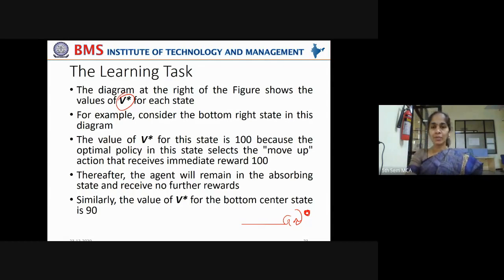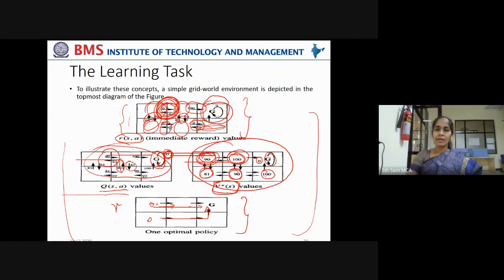Thereafter, the agent will remain in the absorbing state and receives no further rewards. Now similarly, the value of V star for the bottom center state is 90. We have seen that already, right? See, for this bottom center state, it is 90. Why? Because when it is moving from this state to this state, it is actually moving away from the goal. That is why the reward points are reduced.